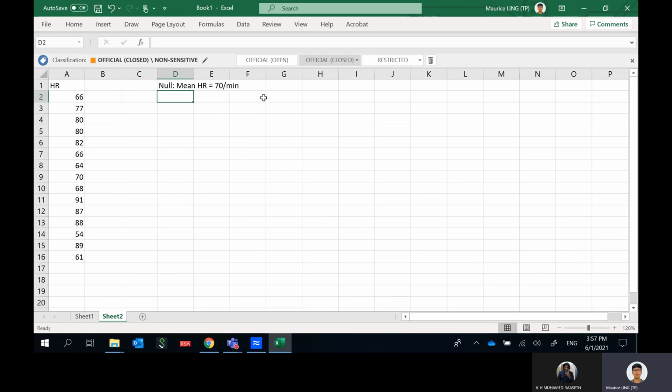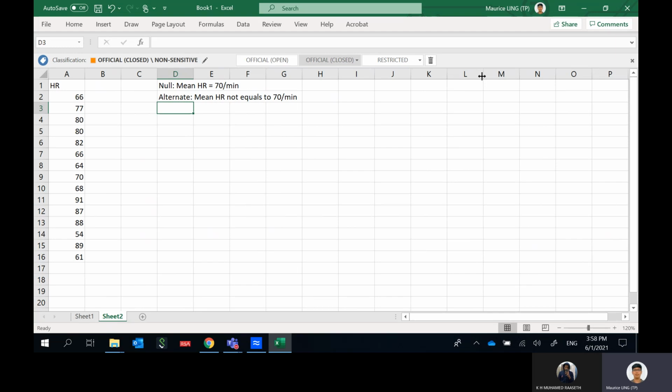Read the question yourself. Task number 2. Yeah. Come back to you. Two-tail test, correct. So the alternate hypothesis is the mean heart rate not equals to 70 beats per minute.